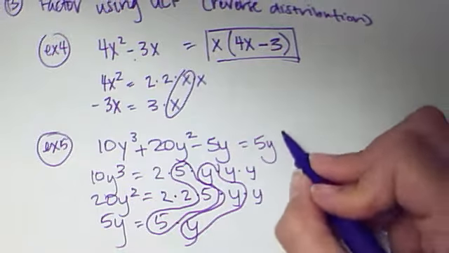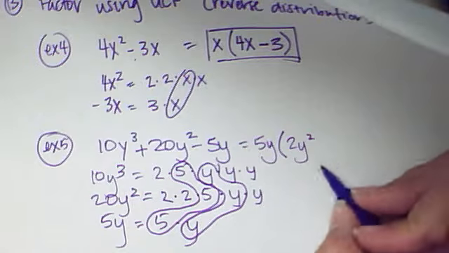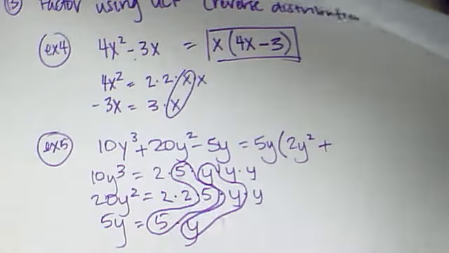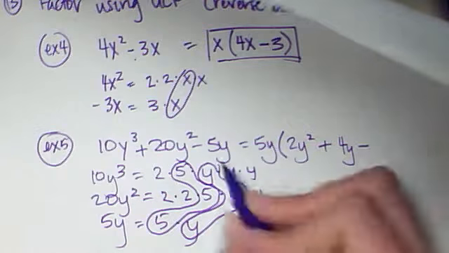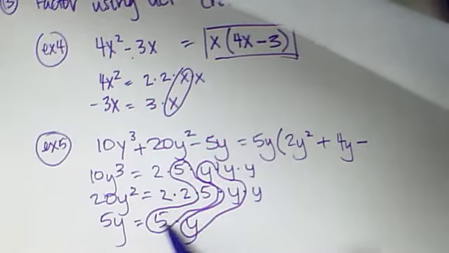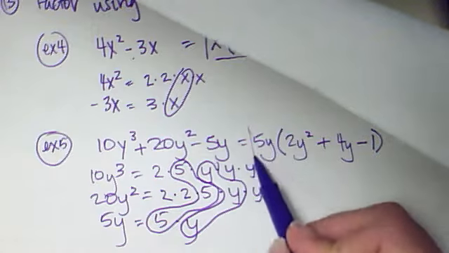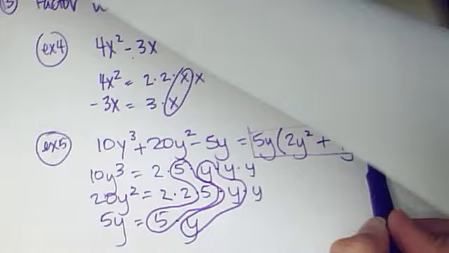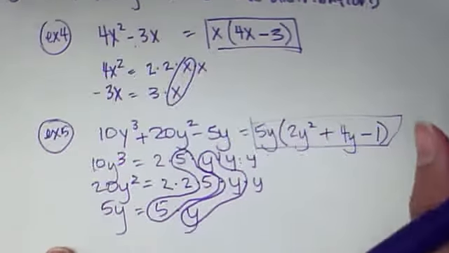So I have 5y. What's left is 2 times y, which is 2y squared, plus, because this sign's plus, 2 times 2 is 4y, plus, or minus, because that one's minus in between. There's nothing left here. When there's nothing left, I write a 1. The reason that I do that is so that when I multiply this back out, 5y times negative 1, I would get negative 5y. That's really important. Don't forget that. If nothing's left, you put a 1.